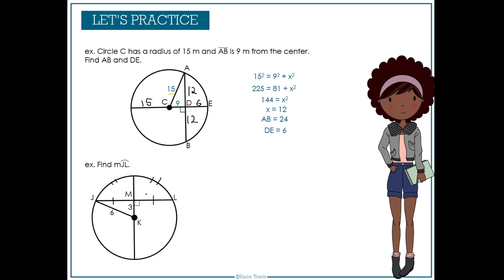Now, how are we going to figure out what this arc is? That's kind of a lot to figure out. I do know one thing about arcs, and they are also made by congruent angles. So what we're going to have to do is, if we could figure out what this angle that I just drew is, we could figure out how big this arc is. So how do we do that?